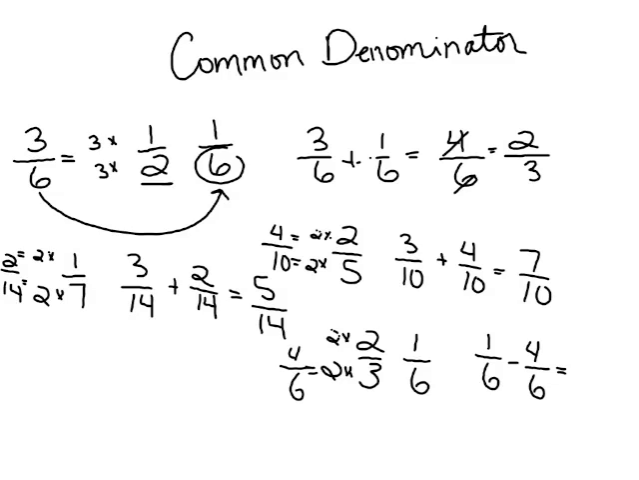Okay. So my denominator is going to stay the 6. I'm working with pieces of 6. If I have 1, take away 4, that's -3. And that will simplify. Okay, both divisible by 3. -1/2.